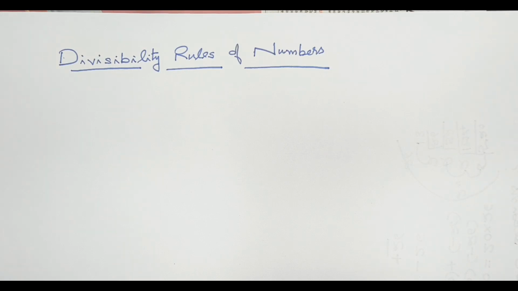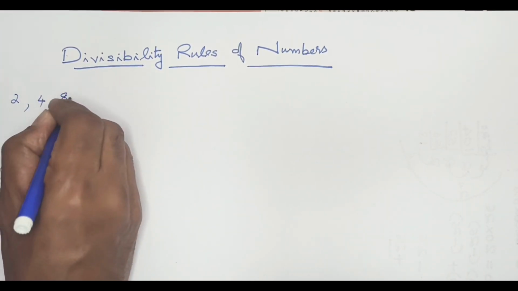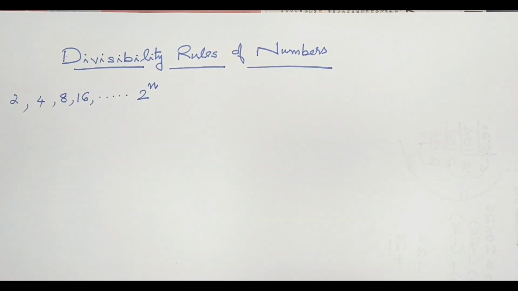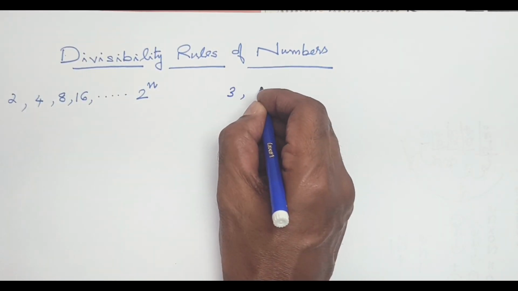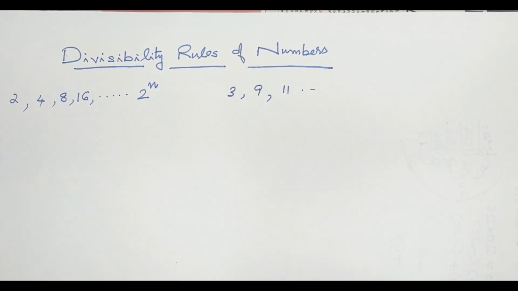Hello everyone. We are looking at an important segment of number system called the divisibility rules of numbers. What we do here is, given a number, we are checking whether that number is divisible by numbers like 2, 4, 8, 16, all the way up to 2 to the power of n. There are ways to find out whether a number is divisible by numbers like 3, 9, 11, and so on, which we will do in the very next video of mine.